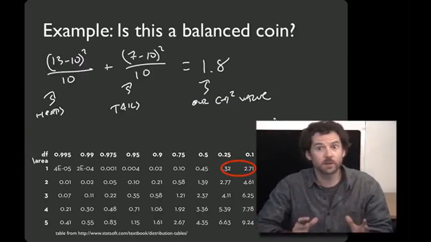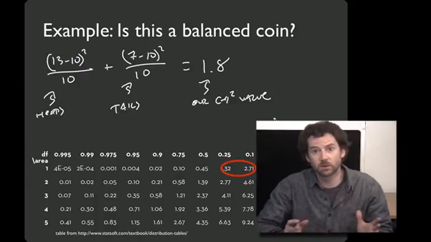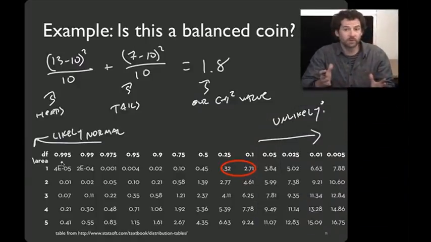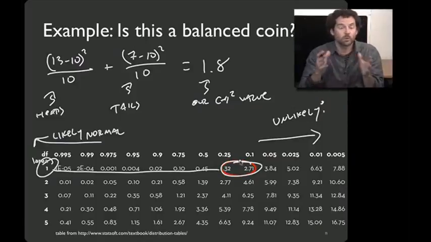So we can go to our table, and remember, as we go further to the right, that makes it unlikely that we have a normal coin. So that's our loaded coin. And with 1 degree of freedom and a chi-squared value of 1.8, we can see that we have coin behavior that is slightly unusual for an even coin, but not out of the realm of reasonable.